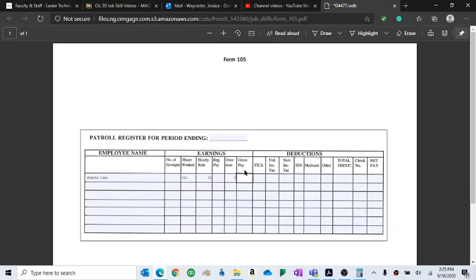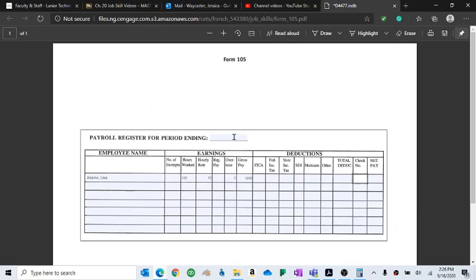Any overtime, which I honestly don't think any of these employees have any overtime, so you would just zero that out. Gross pay is the amount, remember, that we start with, and then we do the deductions. So if her gross pay was $1,200, you would write it there. Then each deduction that you've done, her total deduction, and then the net pay.